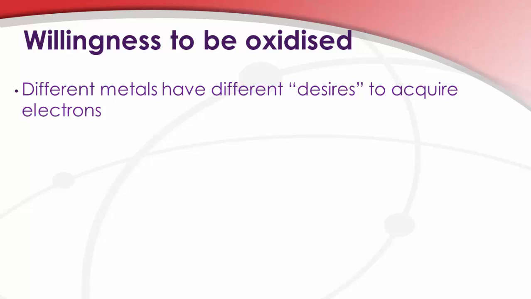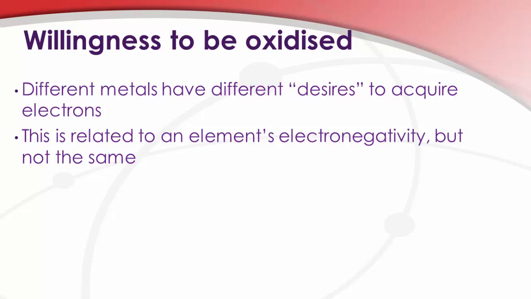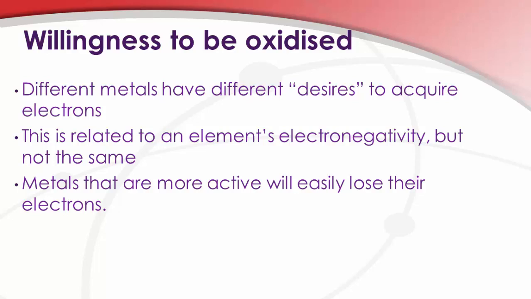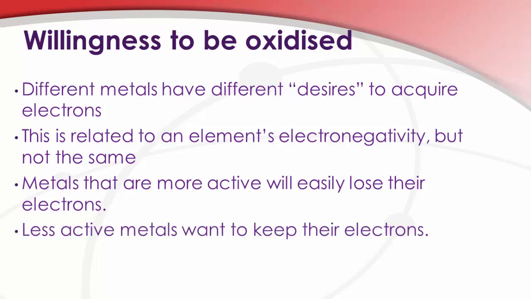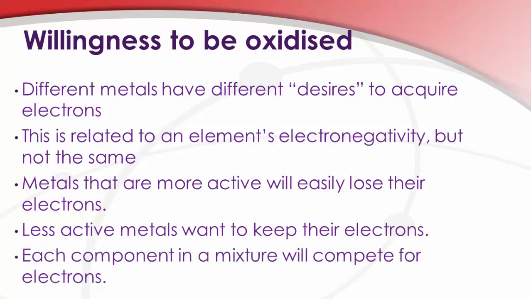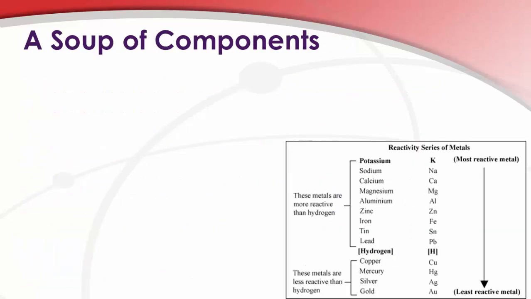And of course, everything is a push-pull. So we can also say different metals have different desires to acquire electrons, to be reduced. And this is closely related to the electronegativity of an element, but it's not exactly the same thing. What we can say, and what we do say, is that metals that are more active will easily lose their electrons. They will easily be oxidized. And we categorize metals as being less active if they want to keep their electrons.